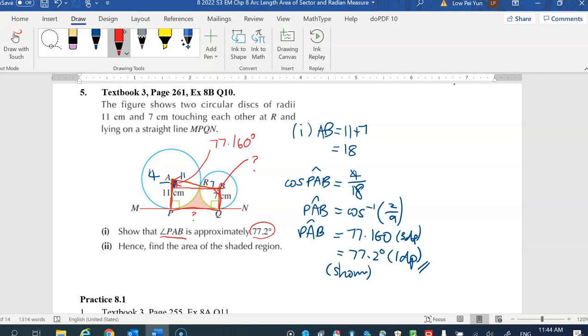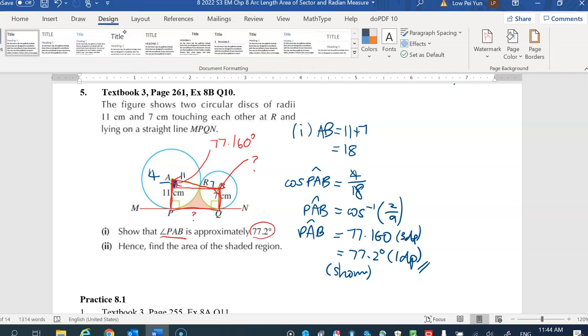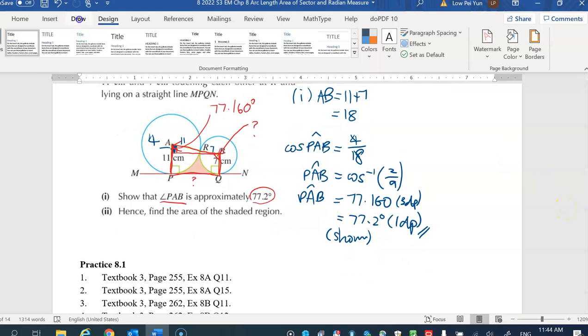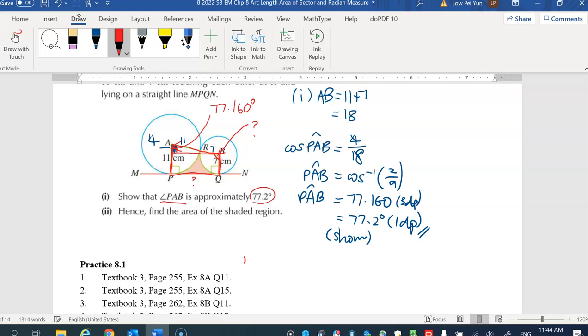So now let me do the steps. Do I have space below? Yes. Okay, now let's look at part 2. Here we have to first find the trapezium. Okay, shall we aim to find the area of trapezium?